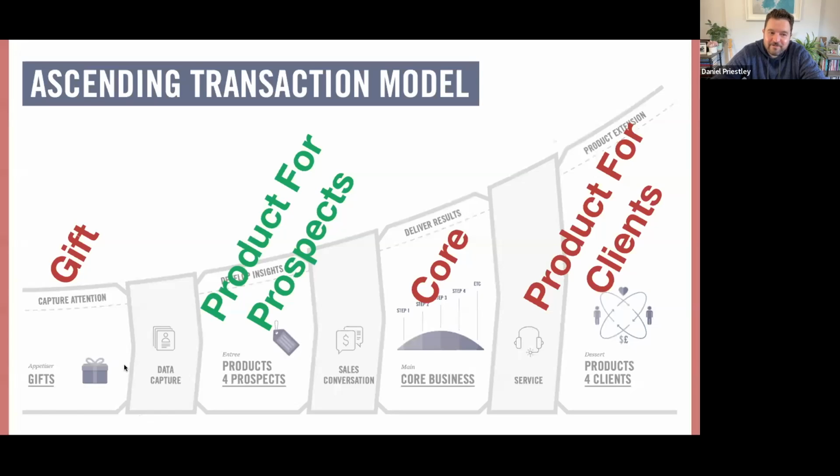All right, the next thing I want to talk about, product for prospects, is a way for people to engage with you. The difference with the product for prospects is that people are going to enter their email address in order to access it. You're going to collect names and email addresses.